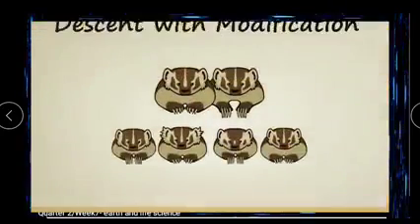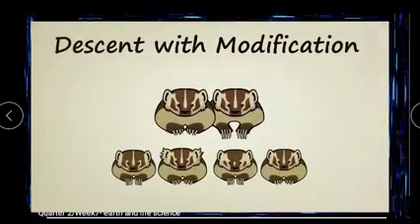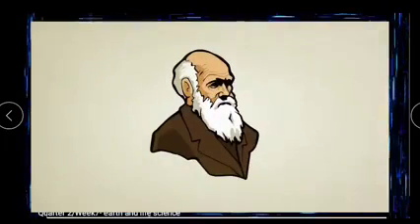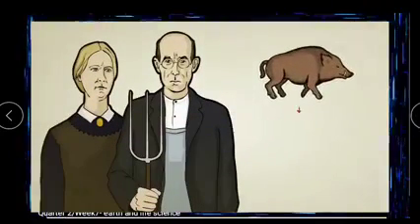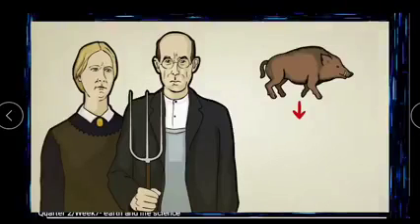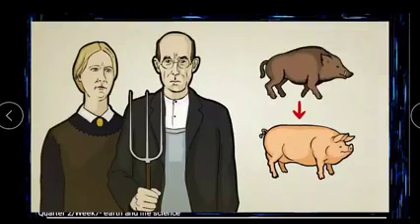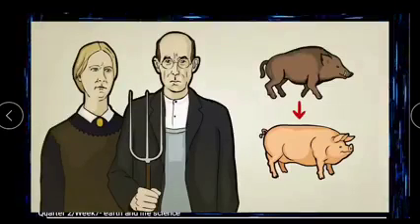How did this sculpting take place? Random descent with modification alone could never do such a thing. Darwin drew upon his knowledge of selective breeding to answer this question. For thousands of years, farmers have been taking wild plants and animals and, through the process of selective breeding, have sculpted the original wild forms into new domestic forms, much better suited for human use and consumption.